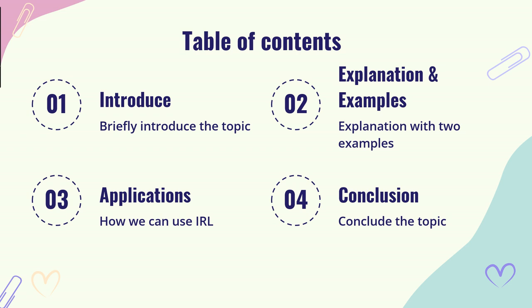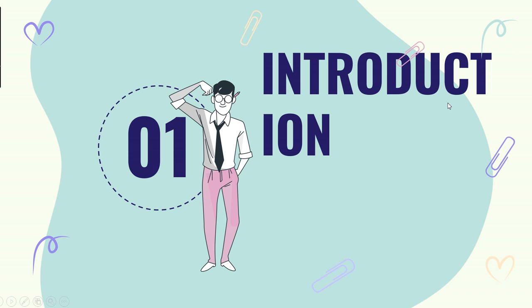Firstly, we're going to briefly introduce the topic, and that's going to be our introduction. Then we're going to explain the topic with a few examples. We're going to do a brief explanation with 2 examples, and then we're going to talk about some applications on how we can use perpendicular and angle bisectors in real life. Then we're going to quickly conclude our topic.